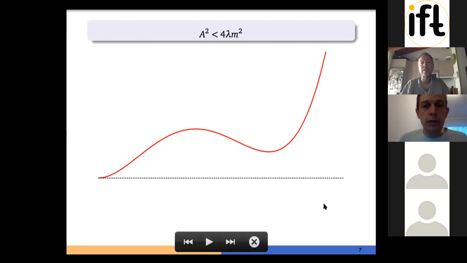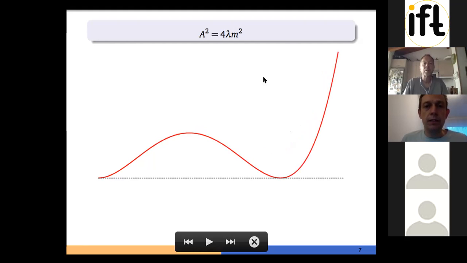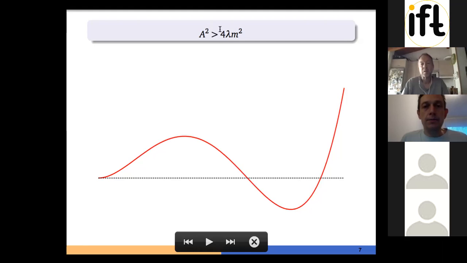Okay, so here I just show a small cartoon basically to picturize this type of constraints. So in the case a squared is smaller than 4 times m squared, we find the normal, let's call it trivial minimum here at the origin, and the new local minimum arriving at higher field values. Now when these parameters are equal, they are degenerate. And from this point, now you can start discussing the probability of tunneling from this vacuum to the other degenerate one.